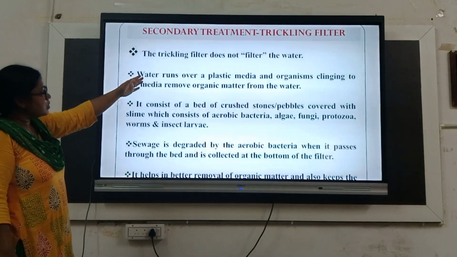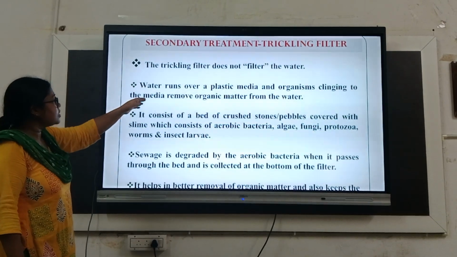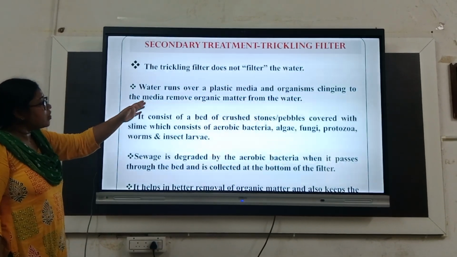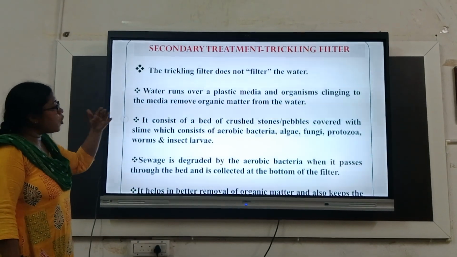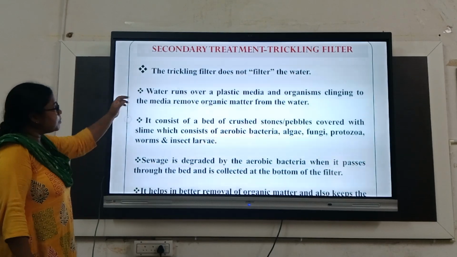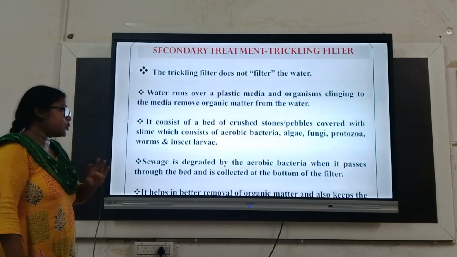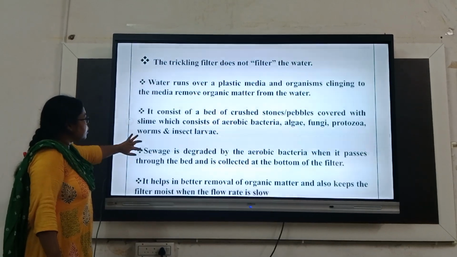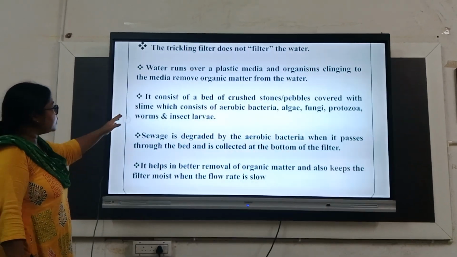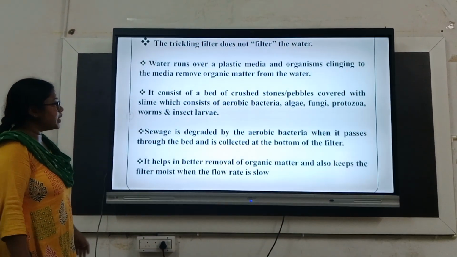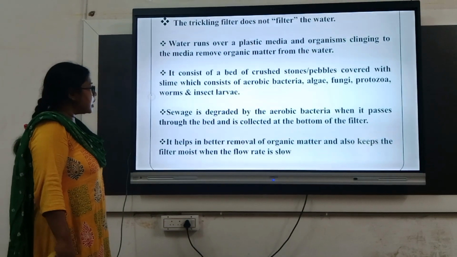Trickling filter does not filter the water. Actually, water runs over a plastic media and organisms clinging to the media remove organic matter from the water. That means the trickling filter is removing the organic matter from the sewage water or wastewater. It consists of a bed of crushed stones or pebbles covered with slime which consists of aerobic bacteria, algae, fungi, protozoa, worms and insect larvae.